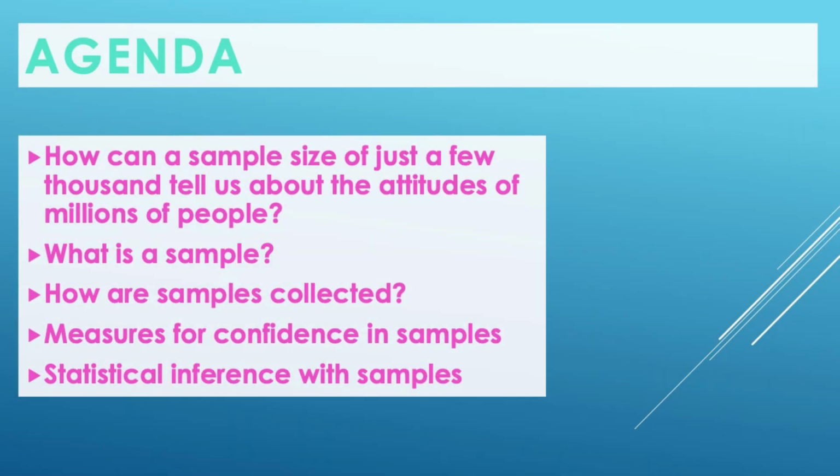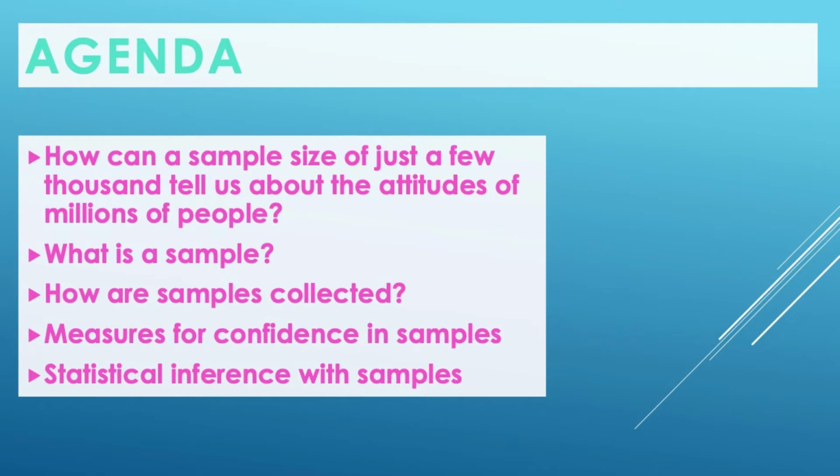Sampling is extraordinarily important to the research process because, as we will discuss in this lecture, it's almost always impossible to collect data on every single element of our population of interest. So instead, we have to rely on samples.